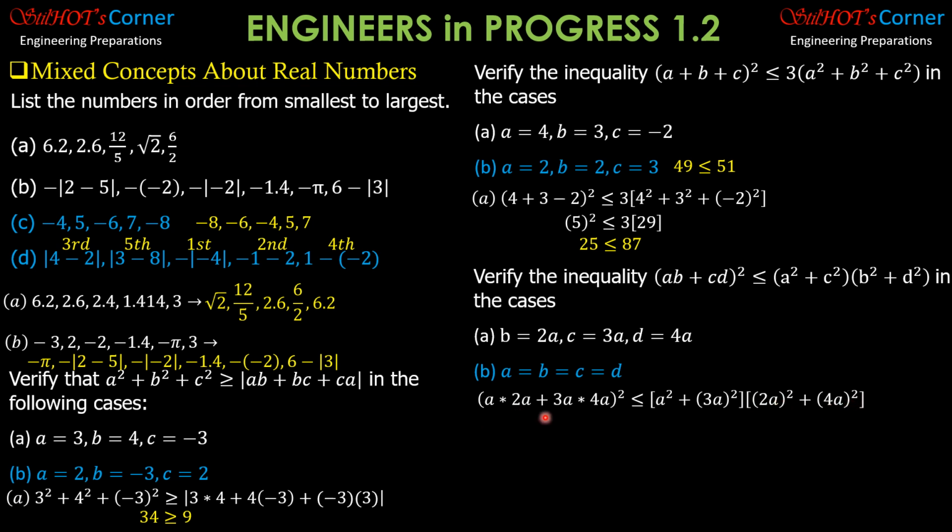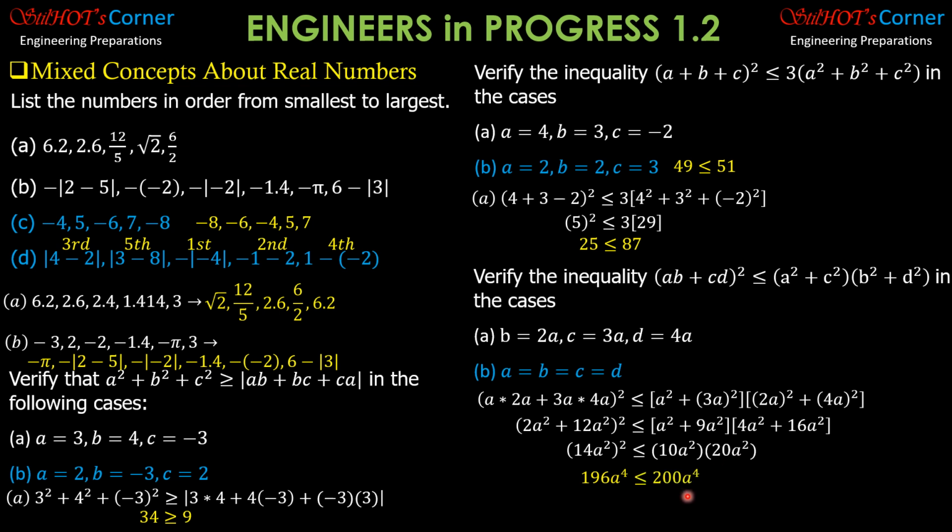So 2A square plus 12A square, quantity squared, is less than or equal to A square plus 9A square, times the quantity 4A square plus 16A square. So this is 14A square, quantity squared, less than or equal to 10A square times 20A square. So 14A square squared is 196A to the fourth, which is less than 10 times 20, 200A to the fourth. So 196A to the fourth is less than or equal to 200A to the fourth. So that's it. And for your part, do your share, your way of participating in this video.